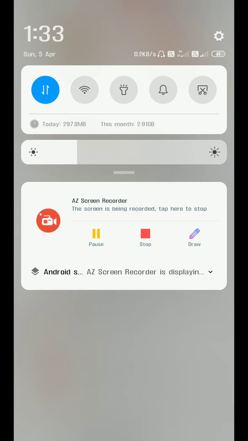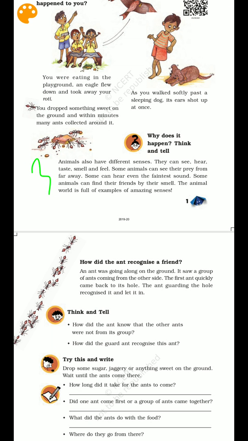Next, when you study, the next one is hear. How do we hear the sound actually? When you hear music, when you hear the TV, with the help of which organ? It is ear.